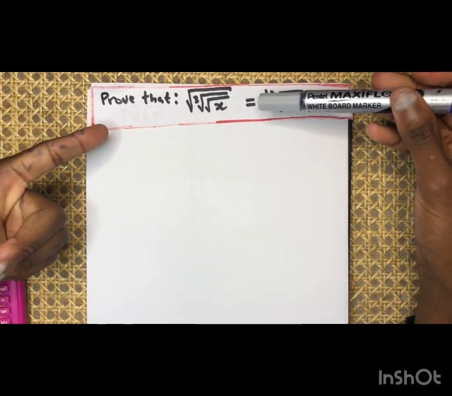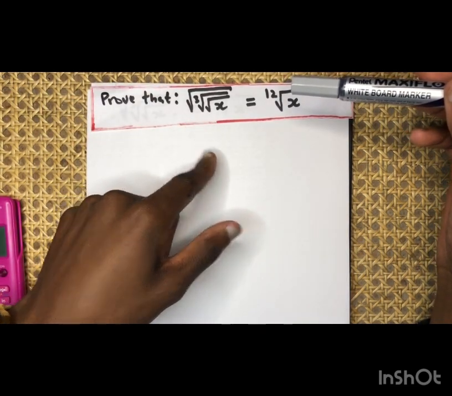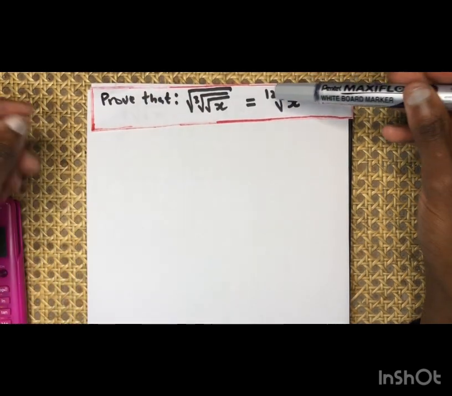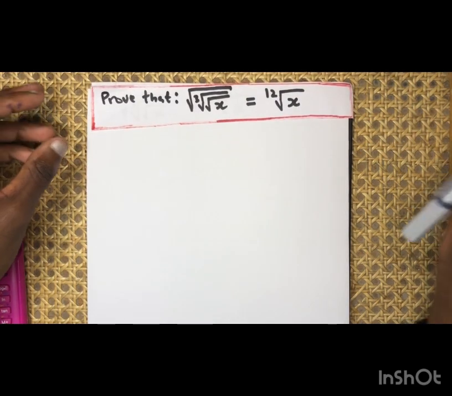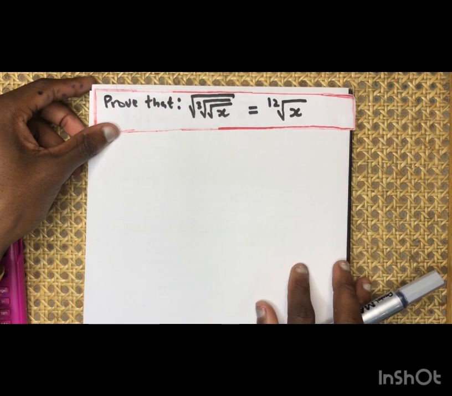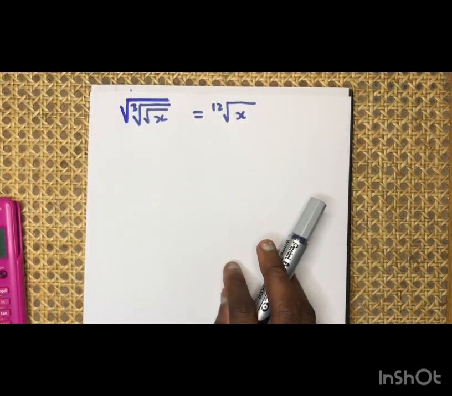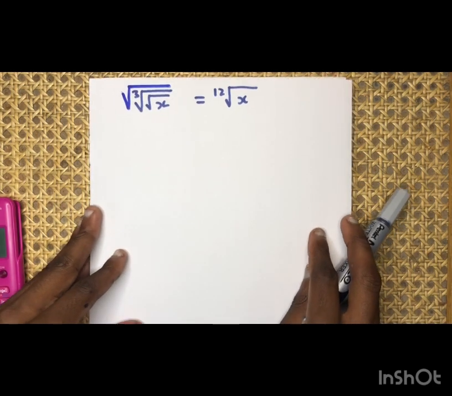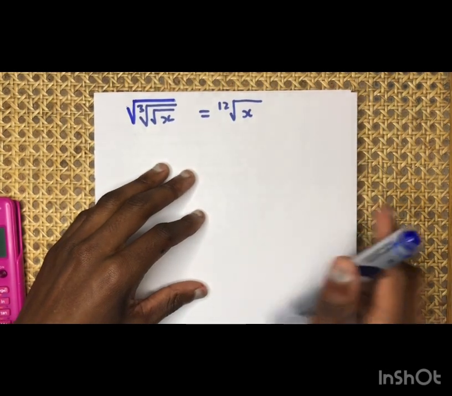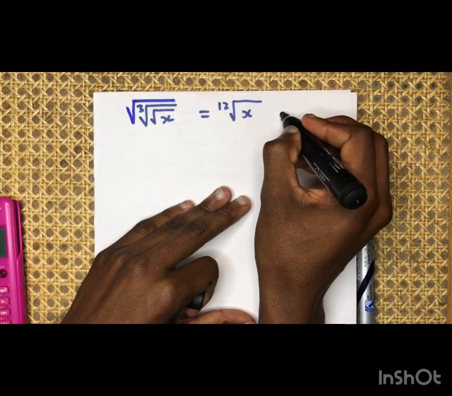So here we're given the cube root of the square root of x equals the 12th root of x. So we have the left and the right hand side, which means I have to prove that the left and right hand sides are equal. If I'm working with this, I need to remember my root definition, which we covered in the previous video.